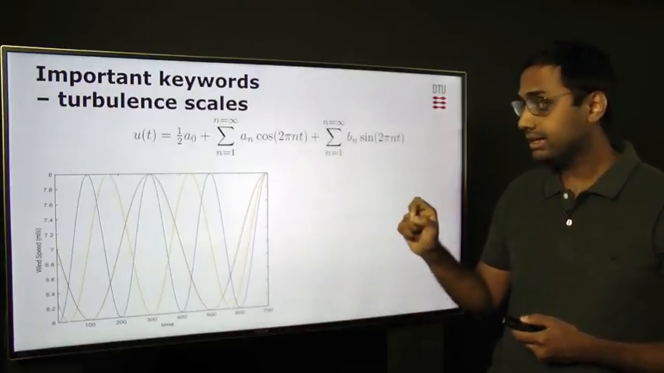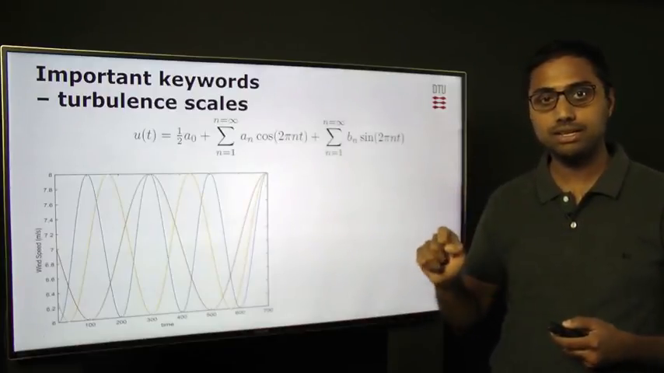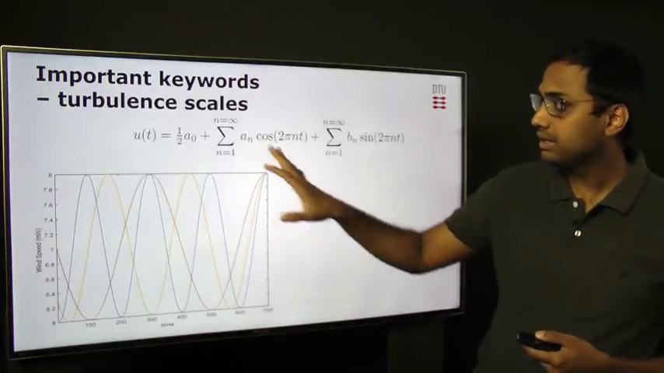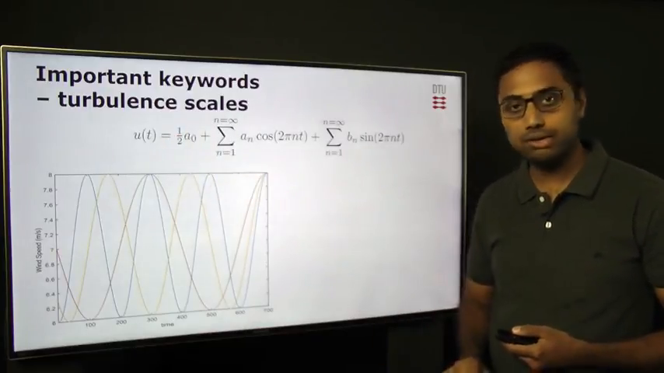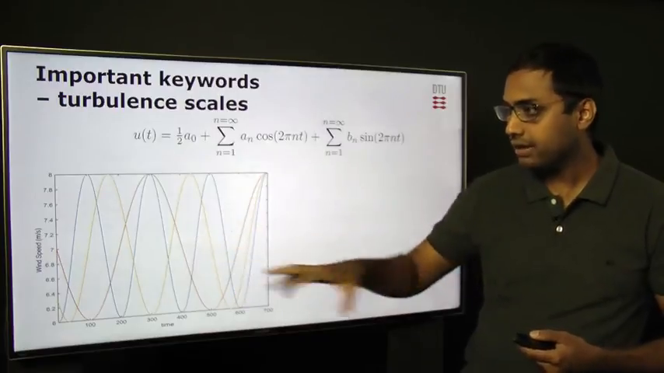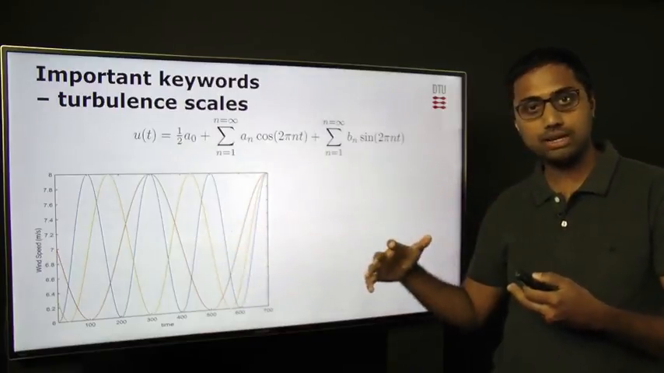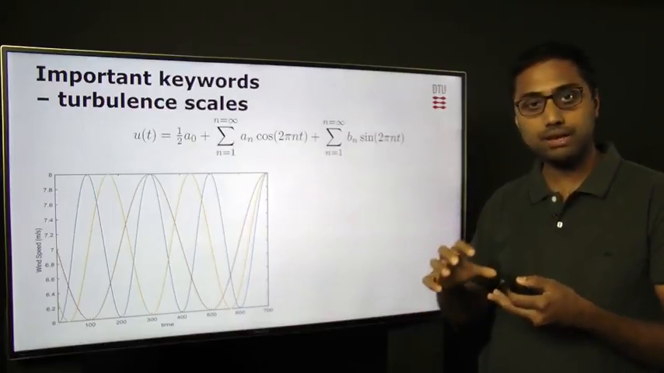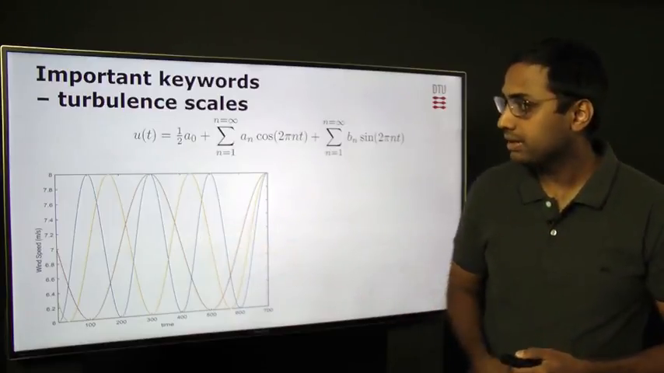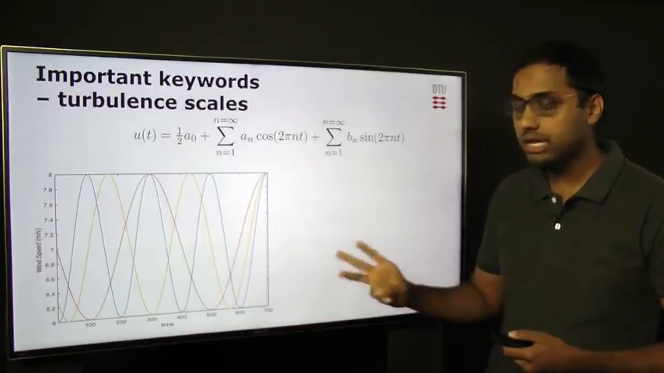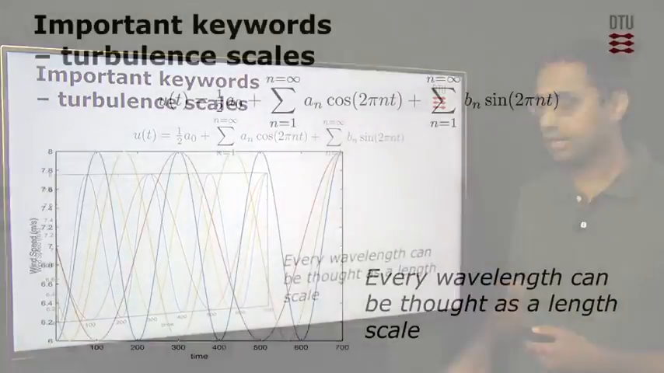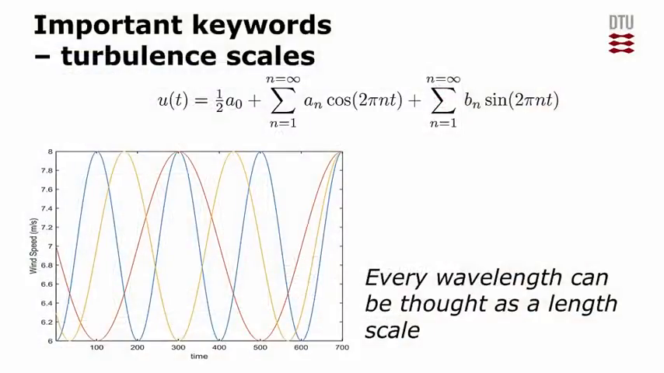Now, when we decompose this random time series using a concept called Fourier series, then we simply get the mean component out, and the whole fluctuating time series can be decomposed into waves with a certain frequency and a wavelength. For example, here are shown three waves with a particular frequency and a wavelength. And every wavelength can be thought of as a length scale, or the inverse of it.